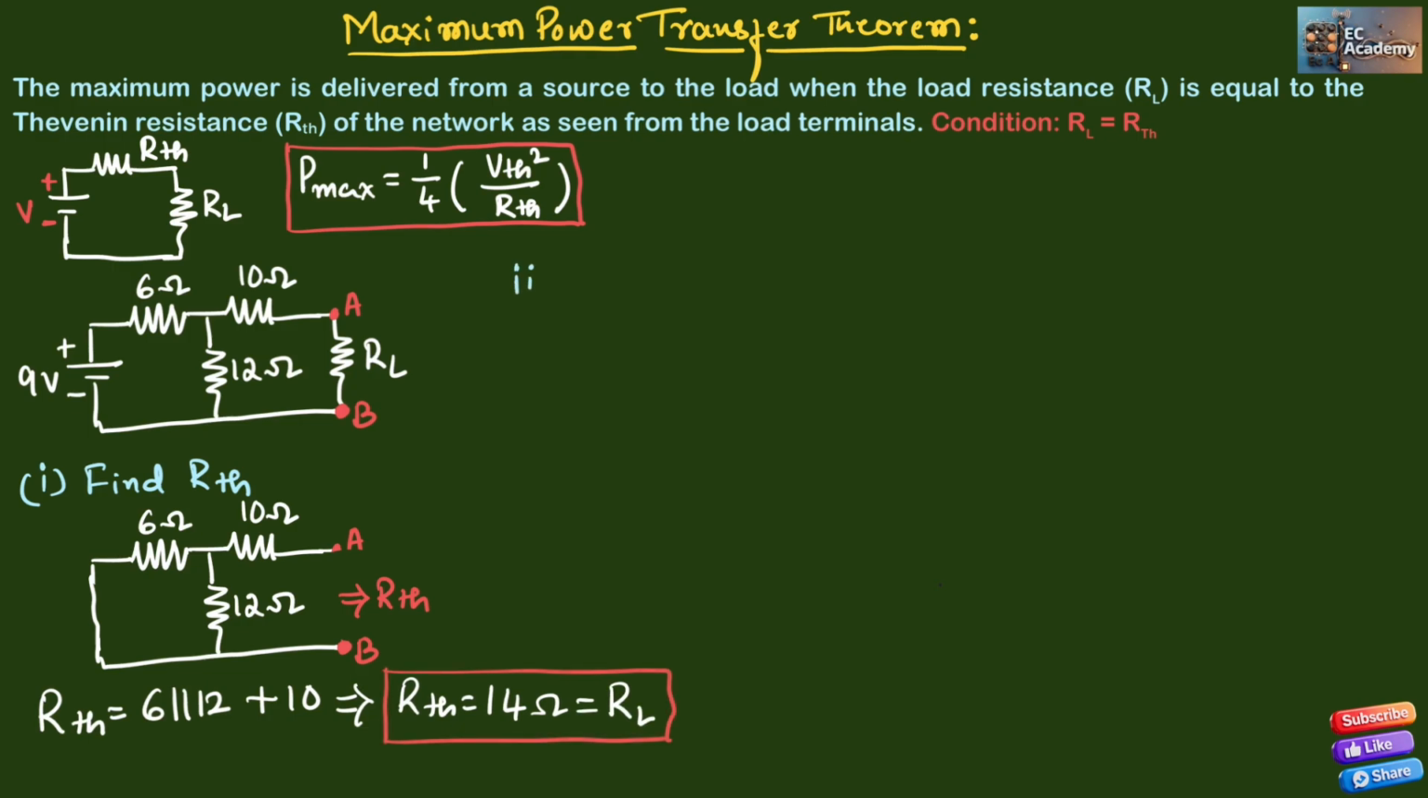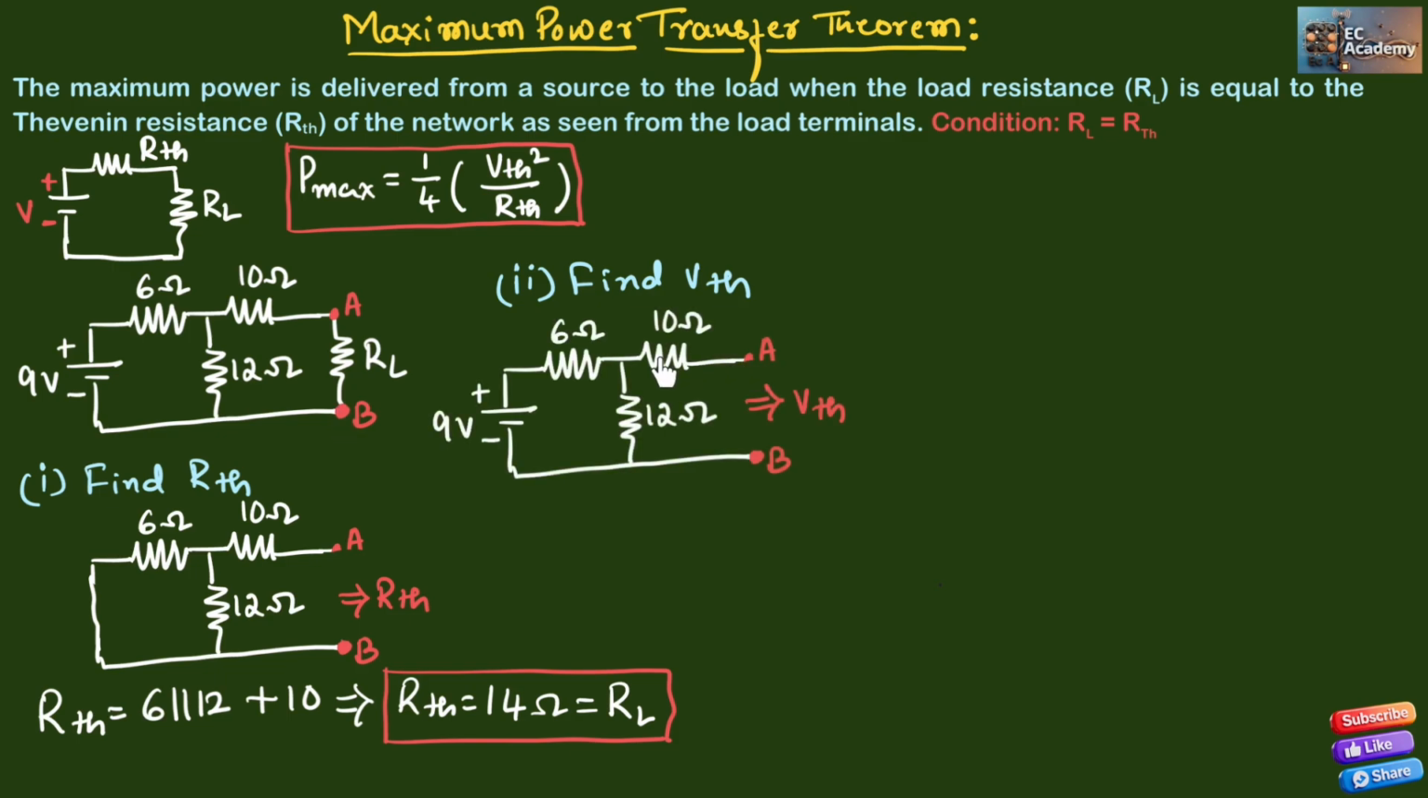Now let us find VTH. To find VTH, we need to remove the load resistor and find the voltage between the points A and B. Let us redraw the circuit. Now let us find the equivalent Thevenin's voltage between the points A and B. Now A and B are open. There will be no current flowing through the 10 ohm resistor. That's why we can neglect this resistor, and for the remaining part of the circuit, we can find VTH.